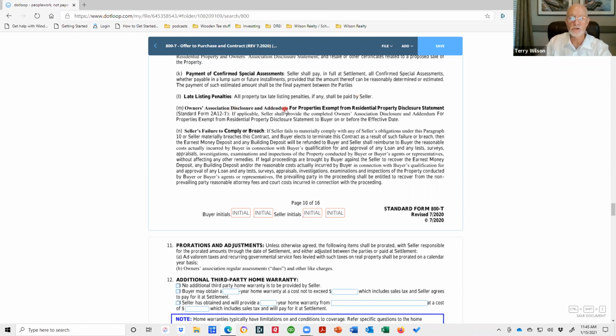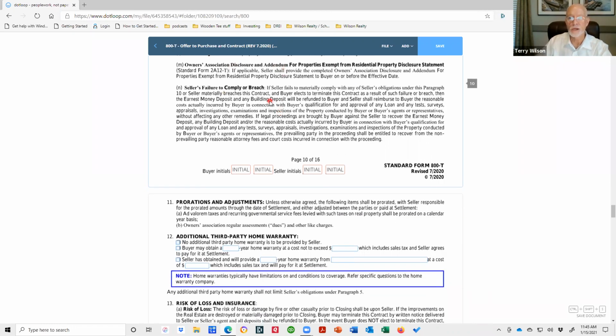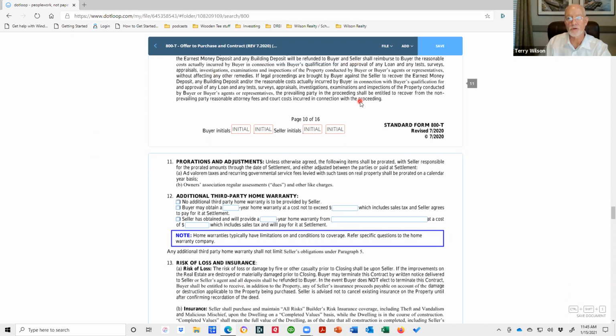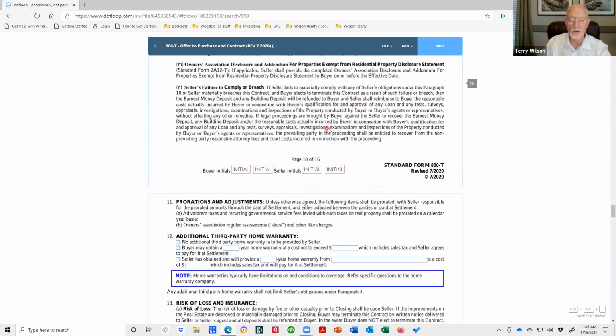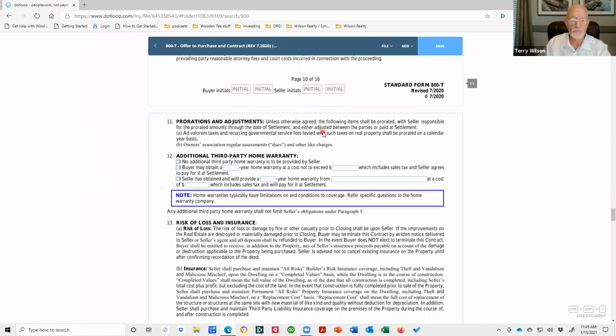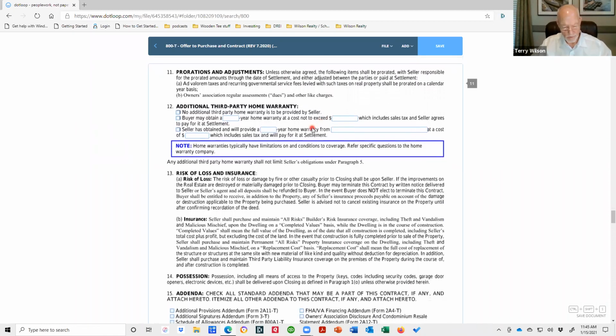Owners Association disclosure. Like I said, if it applies, then you include it. Seller's failure to comply or breach. If the seller breaches, then the buyer can elect to terminate. As a result of such failure, the earnest money and any building deposit will be refunded to the buyer. But again, if the seller breaches, the odds are they've run out of money or they've run away. So good luck getting all those funds back. But theoretically, you could sue the seller and get all your money back. Not much I want to say about that.